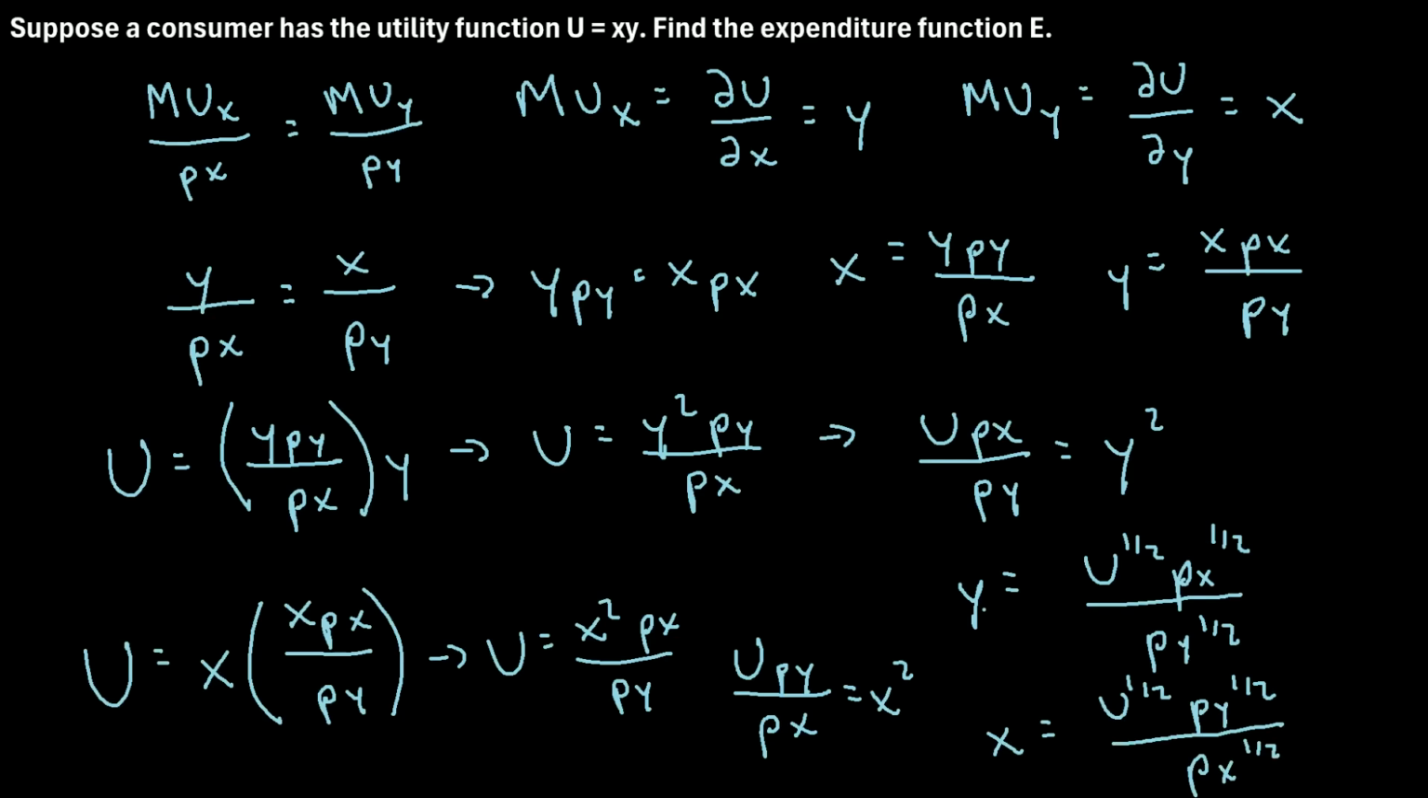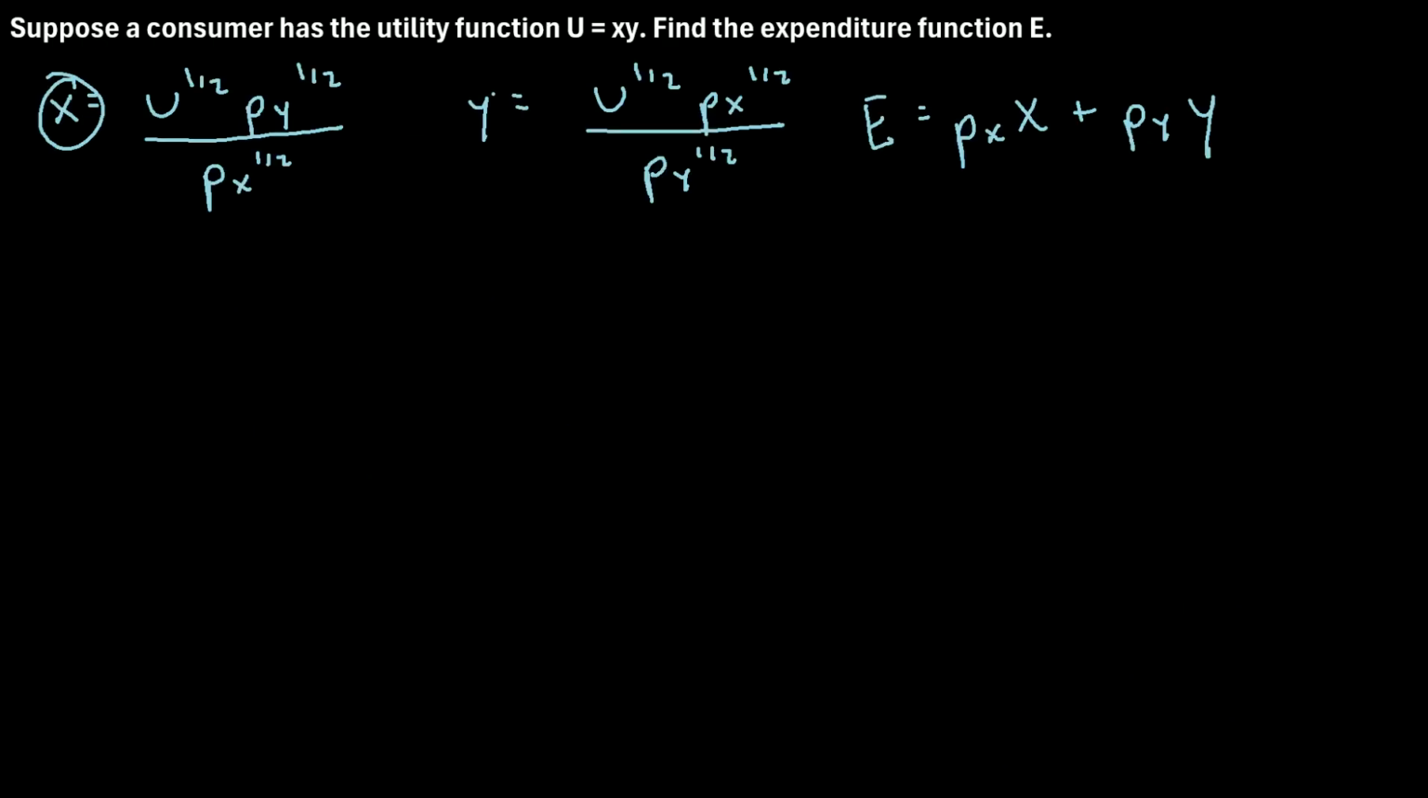Now the very last step is we're going to plug in these values for x and y into the expenditure function. So I'll clear a little bit of space here. Okay, so here are the values that we found for x and y. What we're going to do is take these two values and plug them in for x and y into this expenditure function. So this expenditure function, it's telling us how much we're going to spend. So the format of this function is the price of x times x, the quantity of x, plus the price of y times the quantity of y. So let's see what we get when we plug these two values in for x and y.